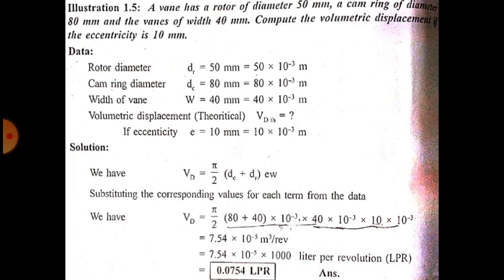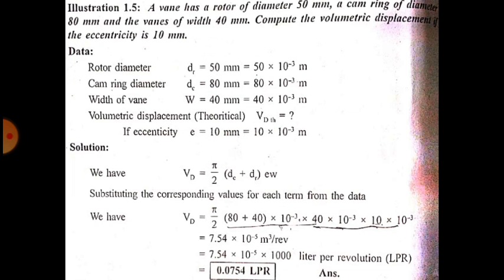So volumetric displacement Vd, the theoretical value, is pi by 2 times (Dc plus Dr) times E times W. So Vd is equal to pi by 2 times (80 plus 50) mm, converted into meters, times E, which is 10 into 10 to the minus 3, times W, the width of the rotor, that is 40 into 10 to the minus 3 meters. So the volumetric displacement we get is 7.54 into 10 to the minus 3 meter cube per revolution. This is the volume displaced per revolution.